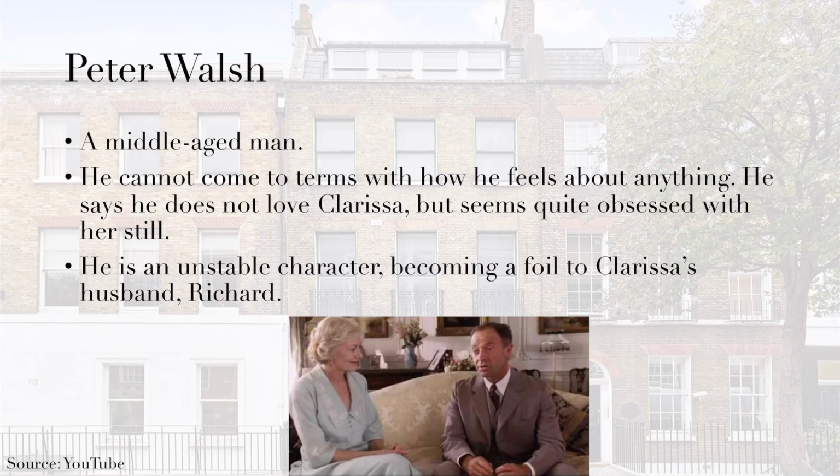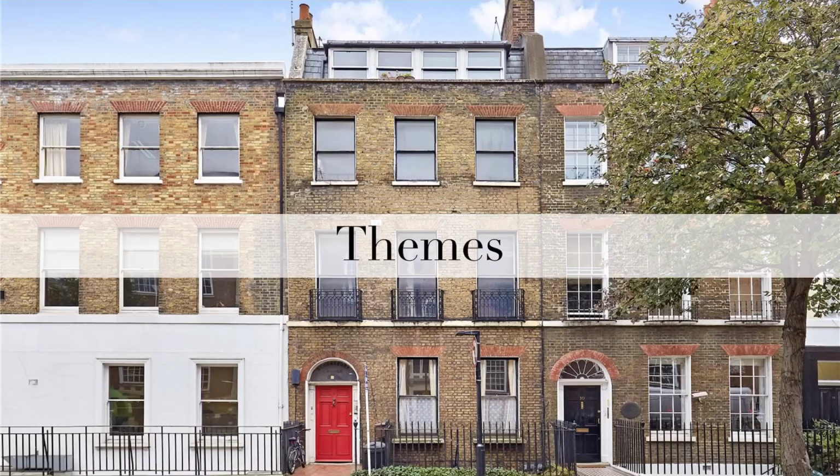And always remember, when you're thinking about foil in plays or novels, a foil is essentially a character who is used by the writer to reveal deficiencies or shortcomings in another character. So going back to this, Clarissa's husband Richard is used as a foil to Peter Walsh.